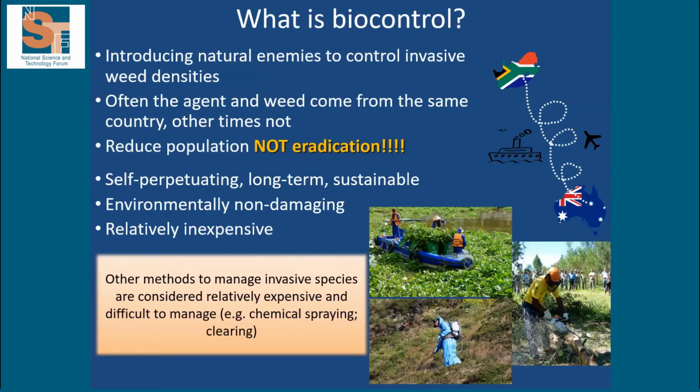In most instances, the natural enemy originates from the same population of where the weed comes from. So in our instance, a lot of our invasive species that we dealt with down in the Western Cape originate from Australia, and often the agents that we use to manage them would also originate from Australia. So the main purpose of biological control, which is quite important to remember, is that it's not to eradicate the weed species of concern, but rather to try and reduce or manage the population of the weed.